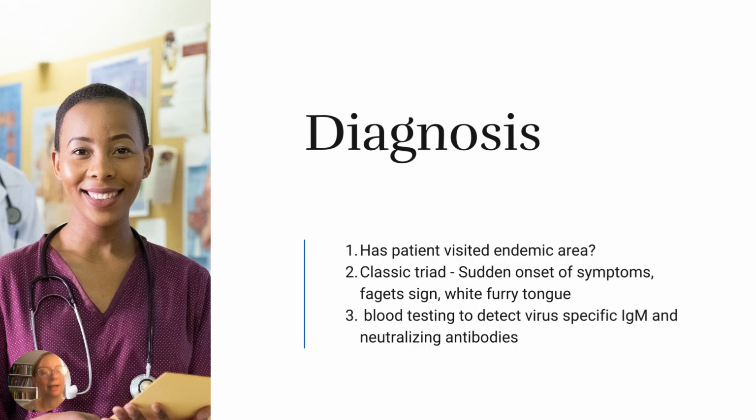So when making a diagnosis, the first question we're going to ask is, has the patient visited an endemic area? And we're looking for that classic triad of symptoms. A sudden onset of symptoms, which are flu-like. We're going to look for Faget sign, which is that slow heart rate with the high fever. And we're going to look for that white furry tongue with the red margins. We can use blood testing to detect virus-specific IgM and neutralizing antibodies.